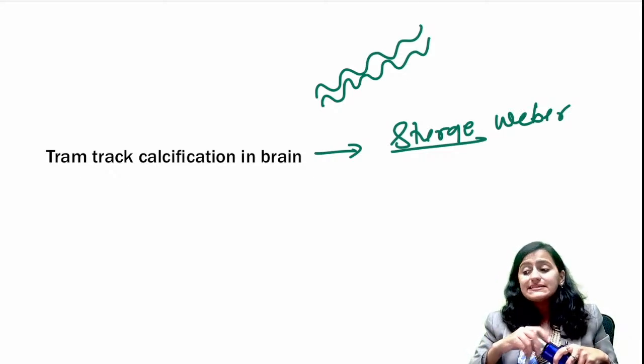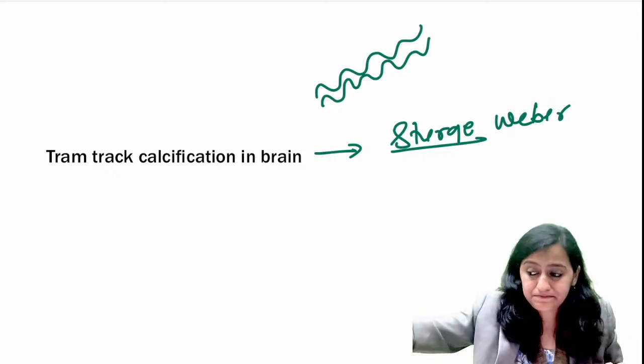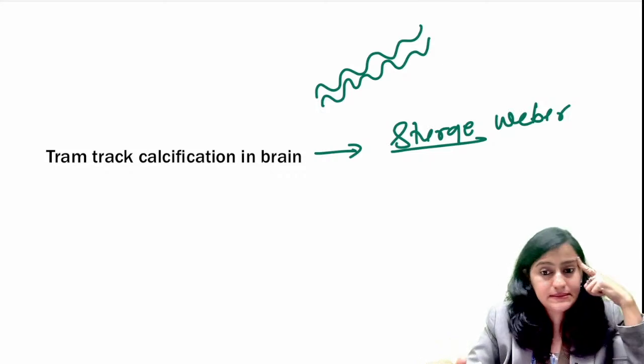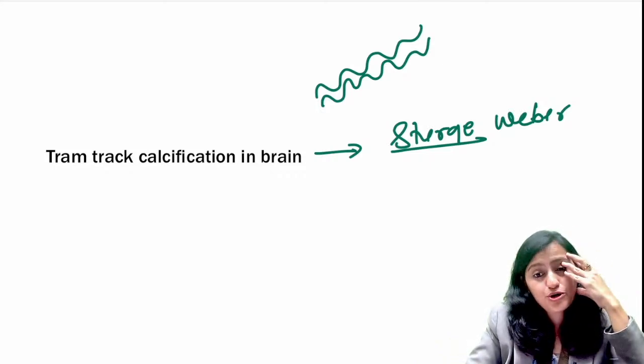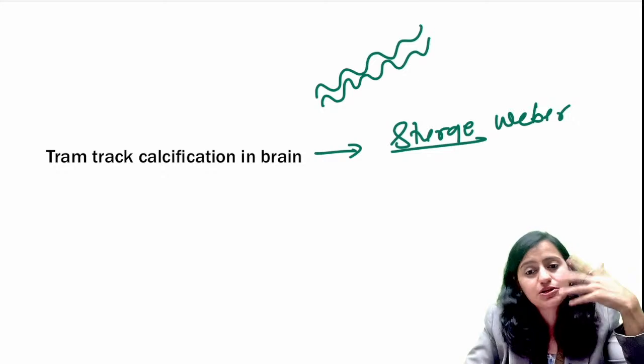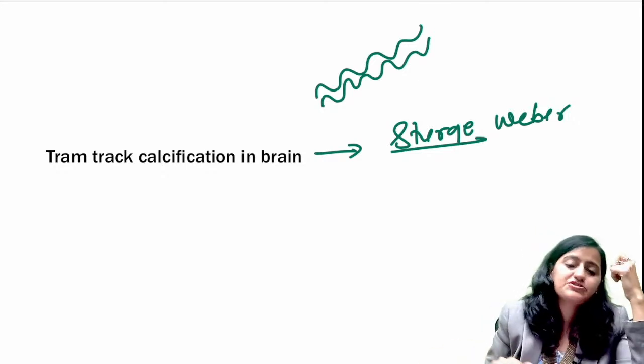And what is the classical history given in Sturge-Weber? Classical history given in Sturge-Weber is port wine stain with seizures, glaucoma. That's the classical history given there.